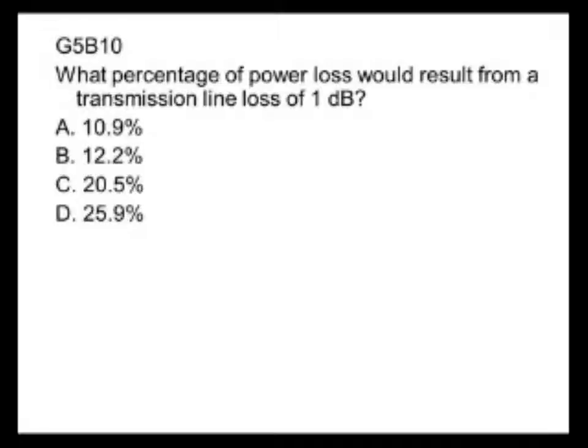What percentage of power loss would result from a transmission line loss of 1 dB? They've thrown a dB in here. I don't know why they put these in the order they do, but this is how they fall. A loss of 1 dB is about a loss of 20%, about a fifth of your power, if you have a transmission line loss of 1 dB.